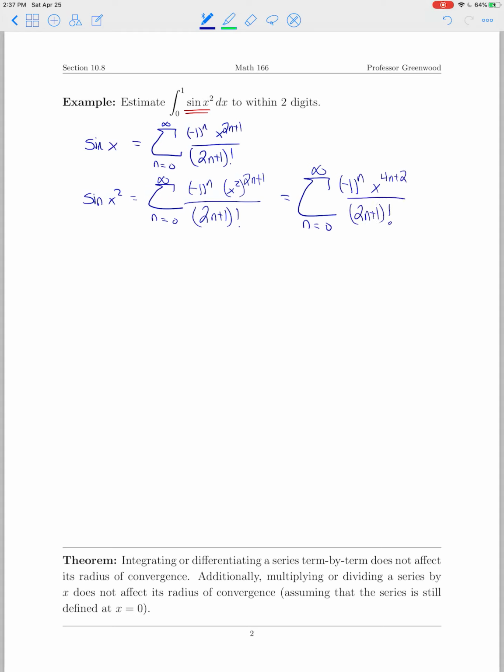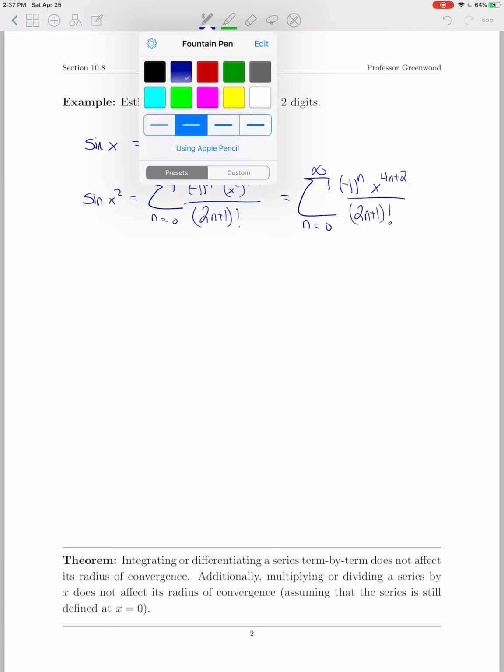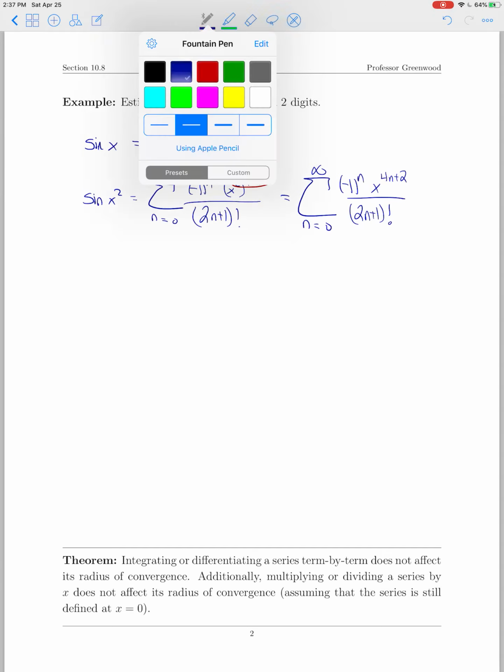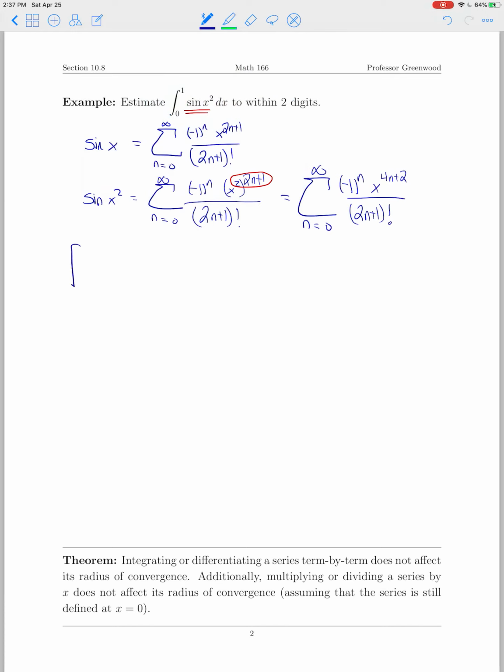And so it becomes 4n plus 2 here just because when I have powers like this, you just have to multiply them together. Okay, now I'm ready to take the integral of sine of x squared. And the way you do that is I've got to just plug in my series here. So that's the sum from n equals 0 to infinity of what I just wrote down.